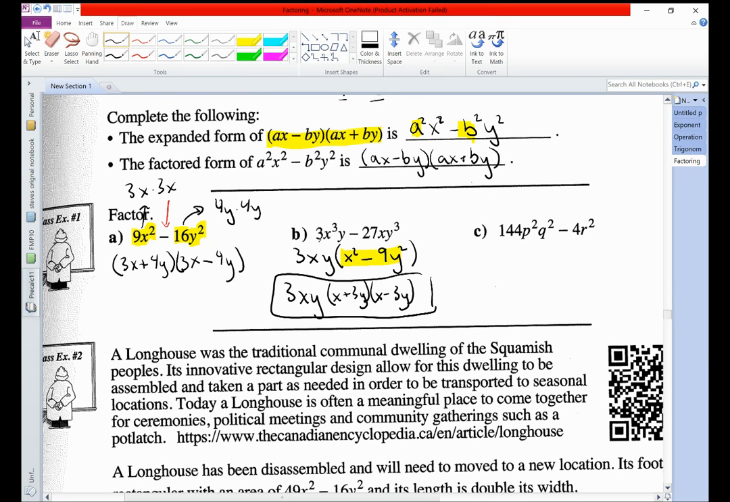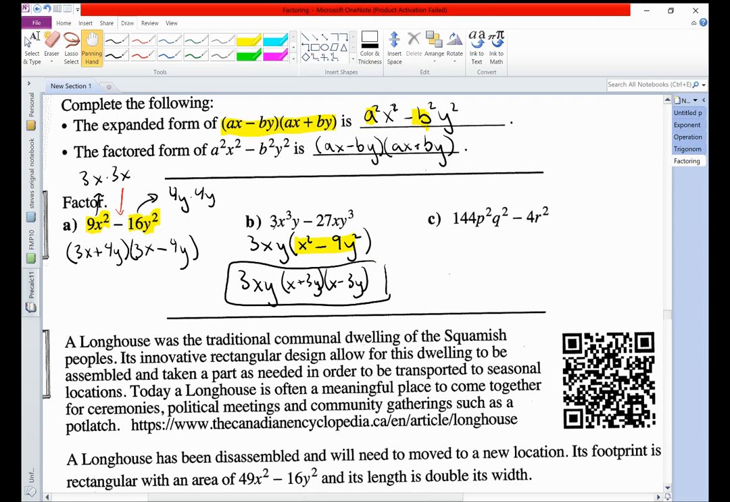And the last one, 144 is a perfect square, 4 is a perfect square, but what you should always do is check to see if you can factor something out. And in this case, you can factor a 4 out. And 4 times 36 is 144, or 144 divided by 4 is 36.